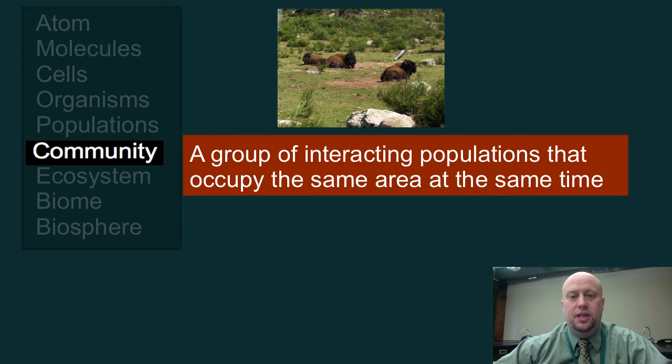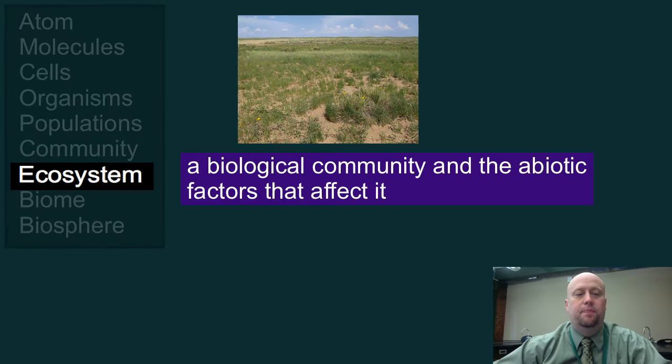If we count all of the different species, so we count the bison and we count the insects that are on them and we count the plant life and all of that around them, that makes up a community. And a community is a bunch of populations, so different species that are interacting with each other. We're going to talk about what those interactions are here in a little bit.